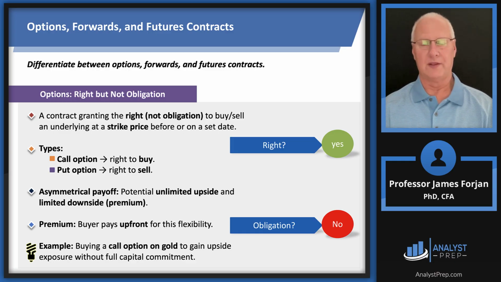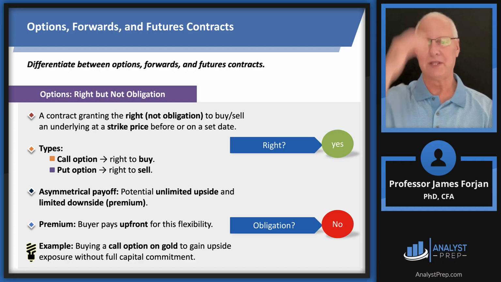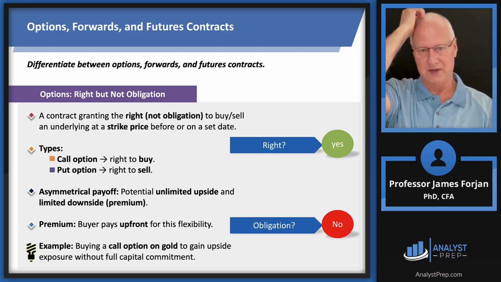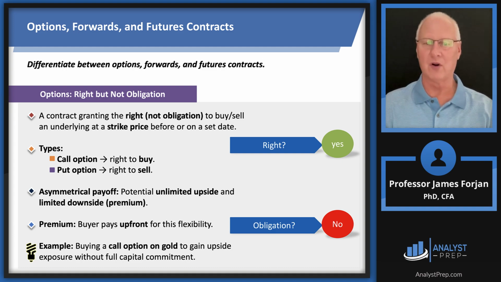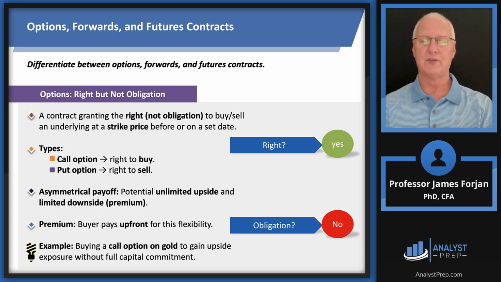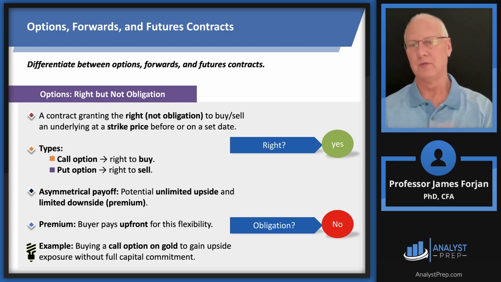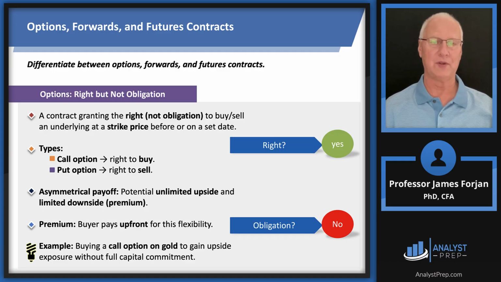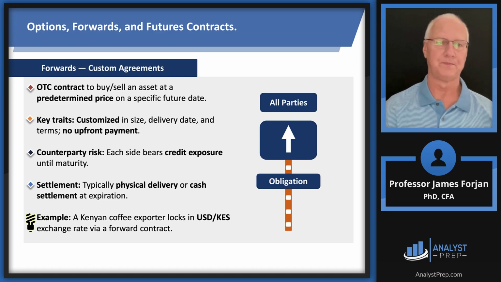Now, the cool thing is that there is an asymmetrical payoff. So sometimes there's unlimited upside, and sometimes there's limited downside, depending on whether you have a call or a put. You'll see that here in just a second. The important point of this slide is that you need to pay a premium right away. It's just like going to the New York Stock Exchange and buying a share of stock. You go to the Chicago Options Exchange to buy a call option or a put option. You have to pay for it.